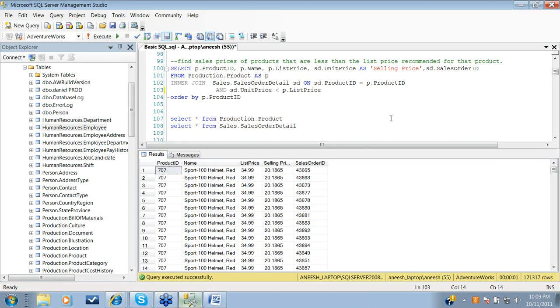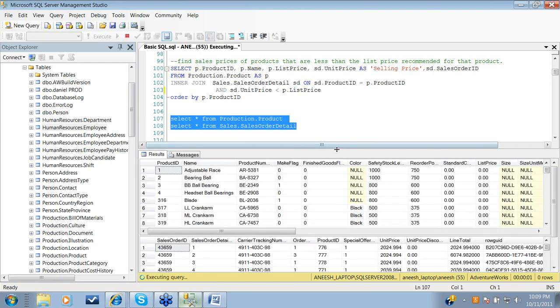Now you have two join conditions. The product ID should match at the same time the unit price should be less than the list price. All right, so let's take a look at how this works. So we have two conditions, right?